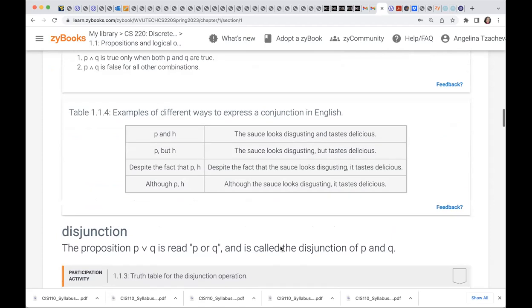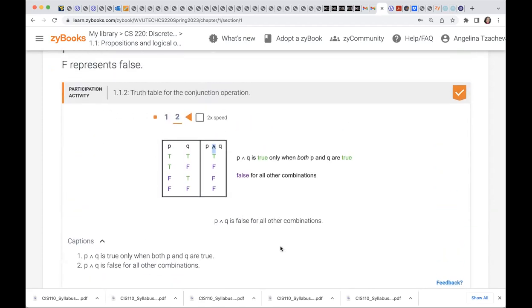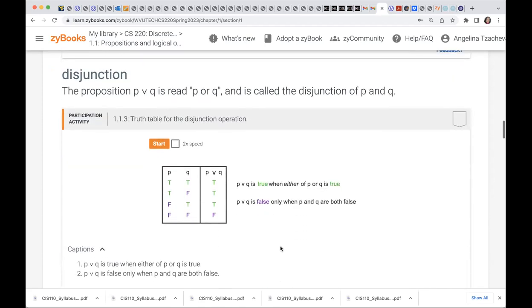Okay, so this is called a conjunction when we have the AND operator. When we have the OR operator, it's called a disjunction. So disjunction is P or Q. And it is the opposite. You see, the previous sign was pointing upwards. This one is pointing downwards.